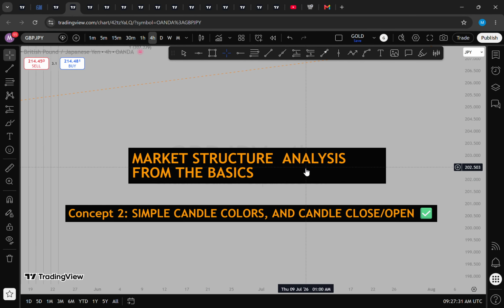This is a market structure analysis from the basics. From our normal free forex trading class, we had concept one last time. So this is the second part of it: concept two, simple candle colors and the candle close and open.